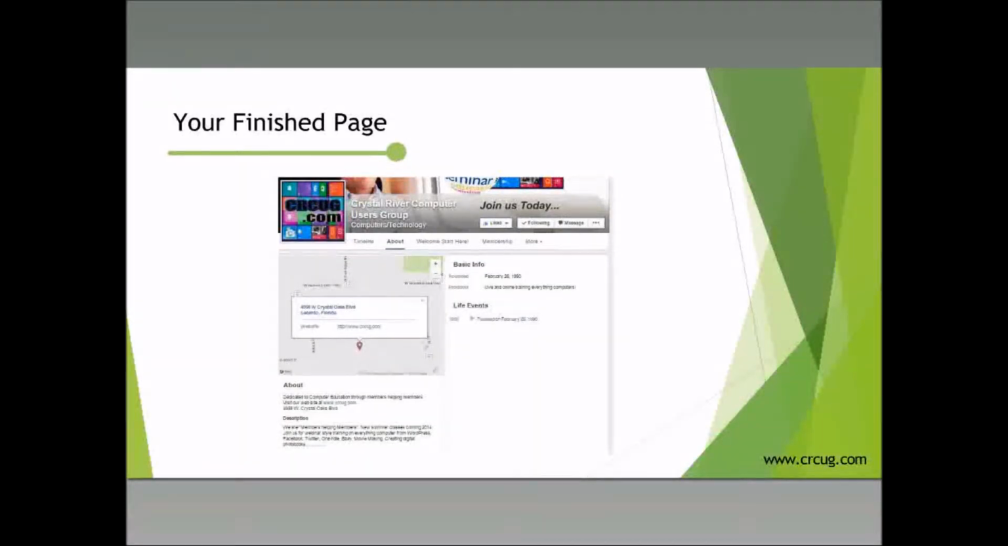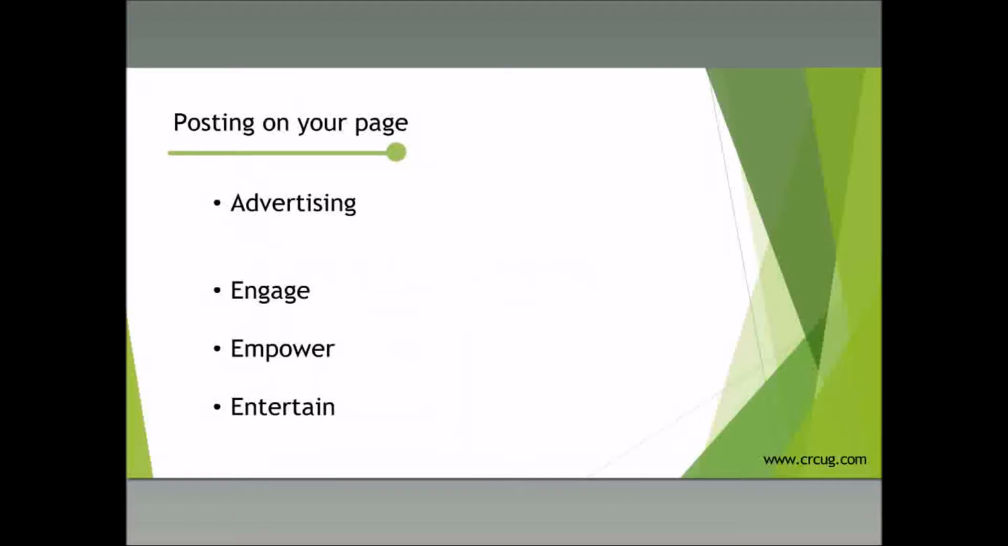And again, this is just a way of showing you another About section, because we actually have a physical address. When you click on the About section of Crystal River Computer Users Group, you'll be presented with a Google map, and you'll be able to find us that way.